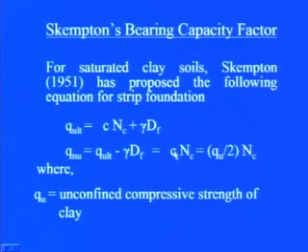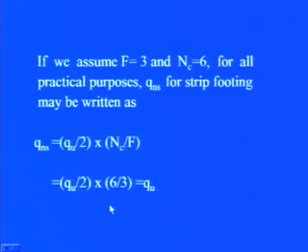And cohesion is equal to the unconfined compressive strength divided by 2. If we assume that the factor of safety is equal to 3, because most of the time we consider this factor of safety from 2.5 to 3, and suppose NC is equal to 6, because you will find in most of the tables that NC is around 5.14 to 5.7, different researchers have given different values.